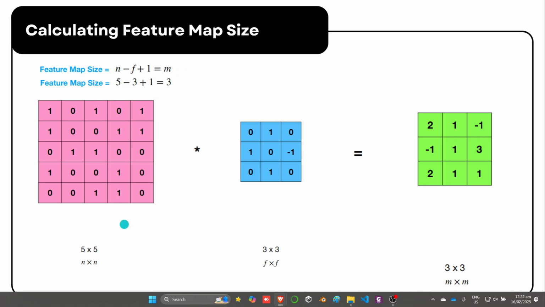So now, as you can see, we have the image here. The image has dimensions of 5. Then we have a kernel size of 3. So 5 minus 3 plus 1 is equal to 3.